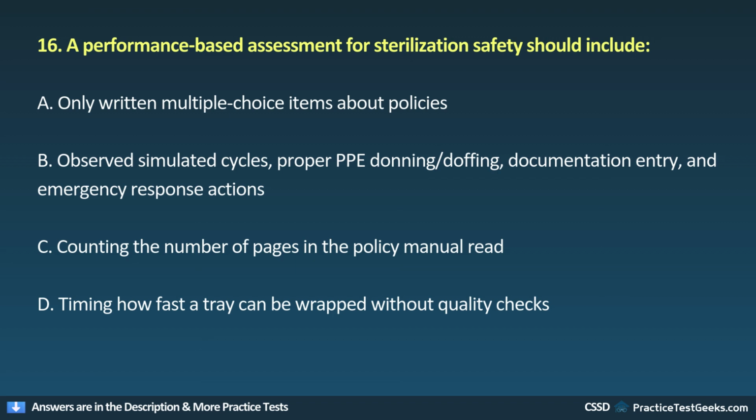16. A performance-based assessment for sterilization safety should include A. Only written multiple-choice items about policies. B. Observed simulated cycles, proper PPE donning and doffing, documentation entry, and emergency response actions. C. Counting the number of pages in the policy manual read. D. Timing how fast a tray can be wrapped without quality checks.